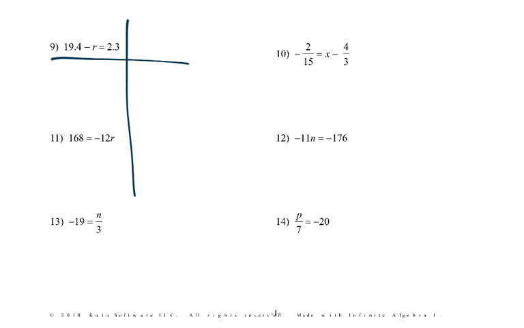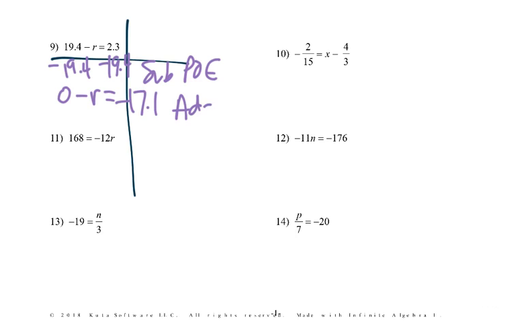Okay, so I subtract 19.4 from both sides using the subtraction property of equality. Gives me 0 minus r equals 2.3 minus 19.4, which is negative 17.1. Then using the additive identity, I drop the 0, giving me negative r equals negative 17.1.